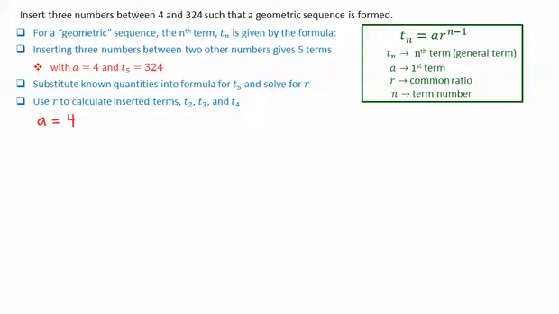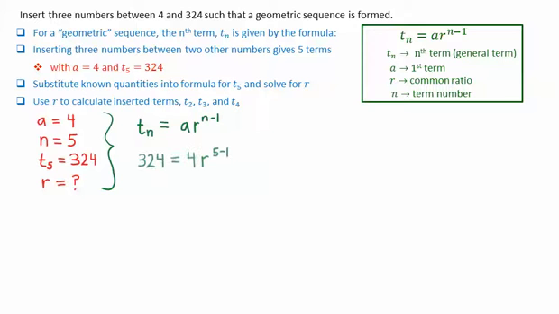In this case, a, the first term, is equal to 4, n equals 5 since we have 5 terms, T5 equals 324, and we have to calculate r, the common ratio. Again, we use the formula for a geometric sequence, Tn equals a times r to the n minus 1, and substitute. Tn equals 324, a equals 4, and n equals 5. Dividing both sides by 4, we end up with 81 equals r to the 4.